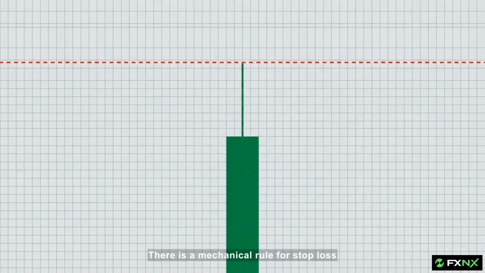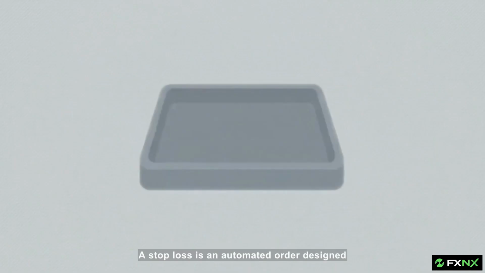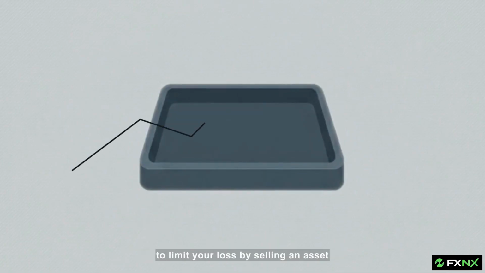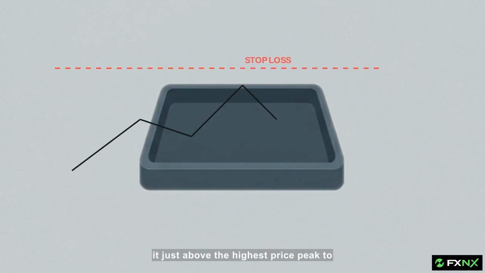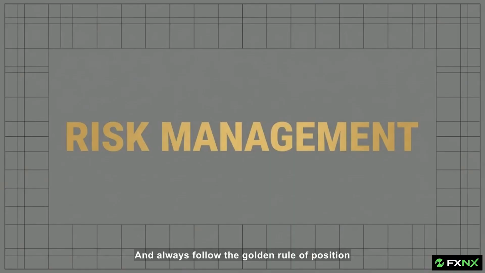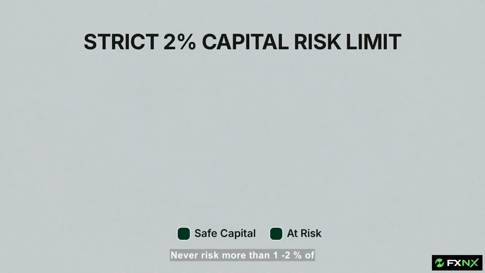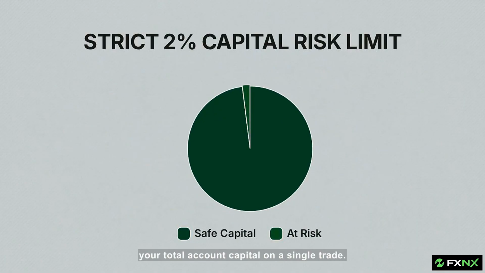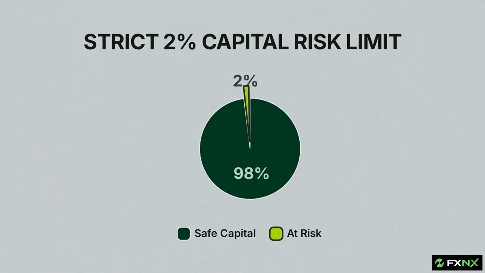There is a mechanical rule for stop-loss placement on a bearish divergence trade. A stop-loss is an automated order designed to limit your loss by selling an asset once it reaches a certain price. You place it just above the highest price peak to protect your capital if the divergence signal fails. And always follow the golden rule of position sizing. Never risk more than 1 to 2% of your total account capital on a single trade.